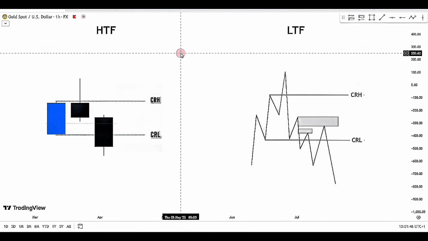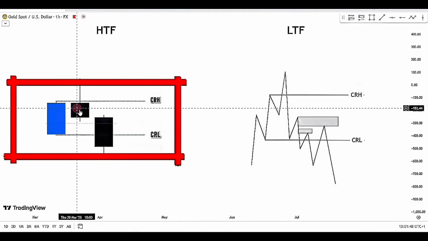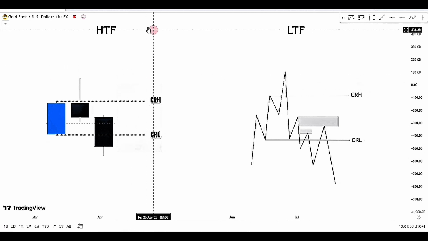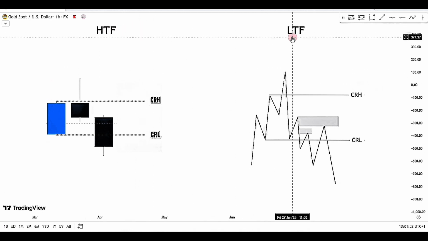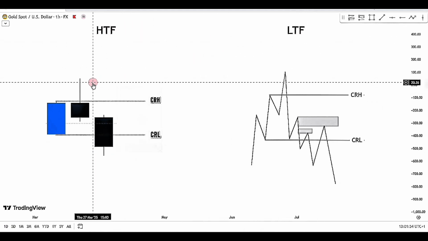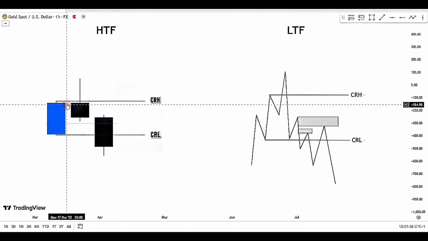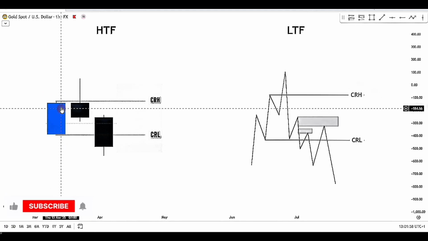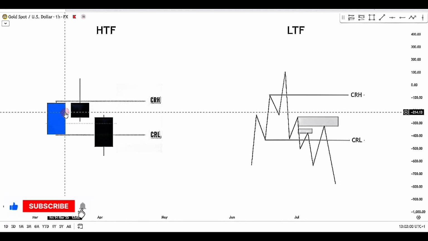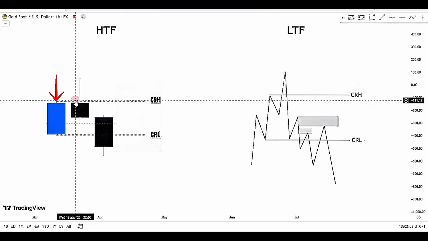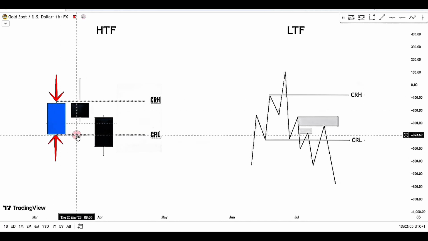So looking at this example, this is what a CRT model should look like. Now we have the higher time frame and we have the lower time frame. Now on the higher time frame, what do we have? We had a bullish candle which was formed. Now where is the range? The range is in between the highest price level and the lowest price level.